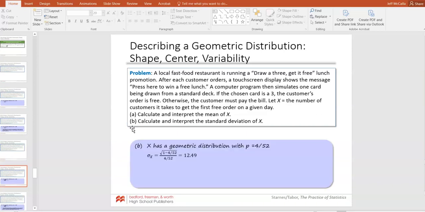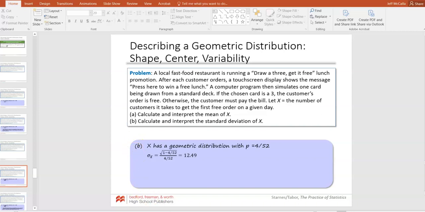Sorry, this is the square root of 12/13 divided by 1/13. I forgot the problem we're talking about. We're not doing the days of the week. This is the draw 3, so there's a 1 in 13 chance. So the square root of 12/13 divided by 1/13 should be 12.49.